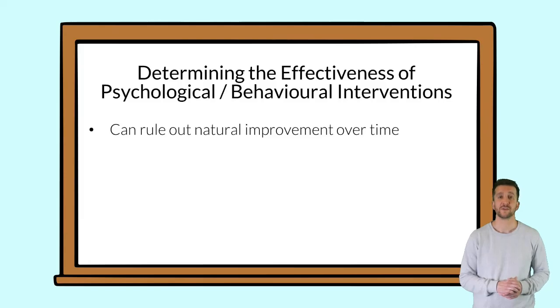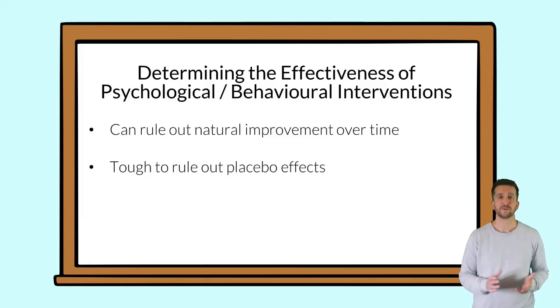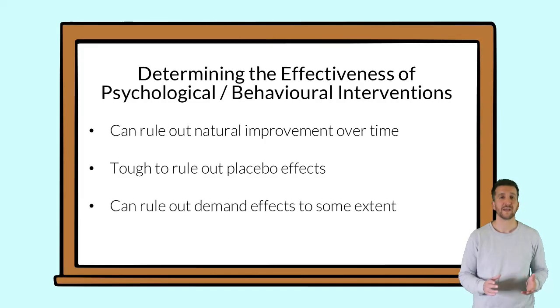The second issue is whether you can rule out placebo effects. This one can be tough. The reason for this is that it's very challenging, if not impossible, to develop a rigorous placebo condition for psychological and behavioral interventions. For example, there really isn't a therapy equivalent of a sugar pill. Third issue is whether you can rule out demand effects. It can be hard to eliminate demand effects by trying to blind participants to condition. That is, people usually know, for example, that they're getting therapy, and so they'll know which condition they're in.